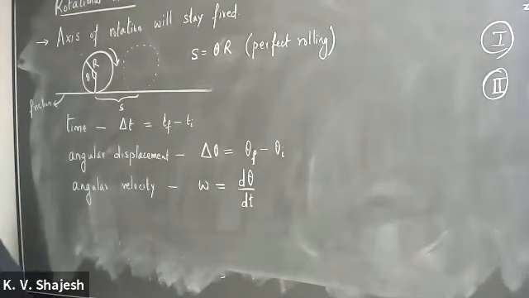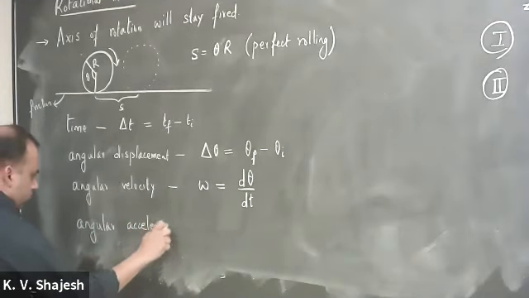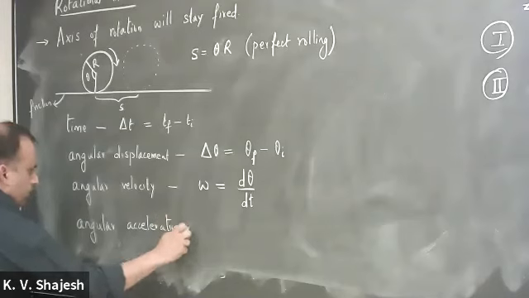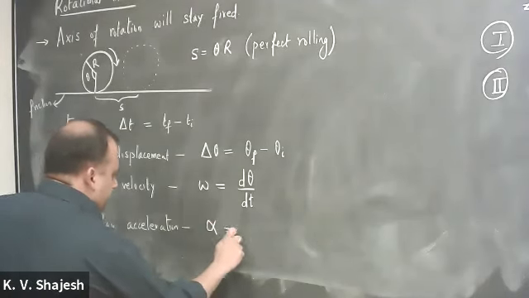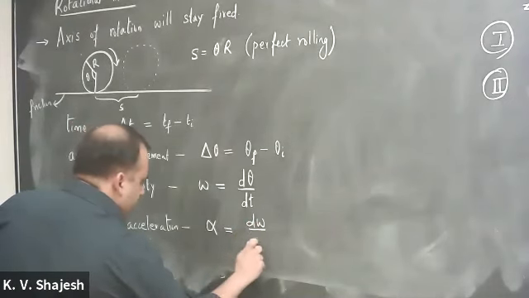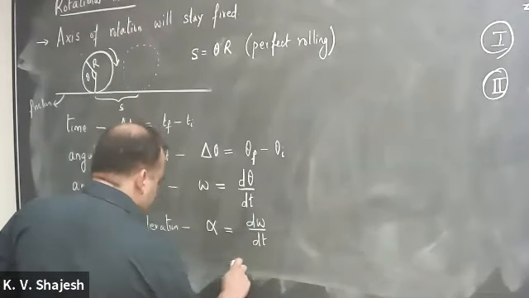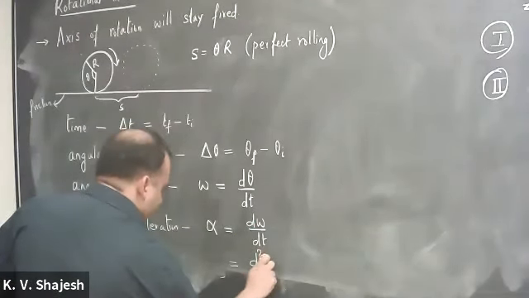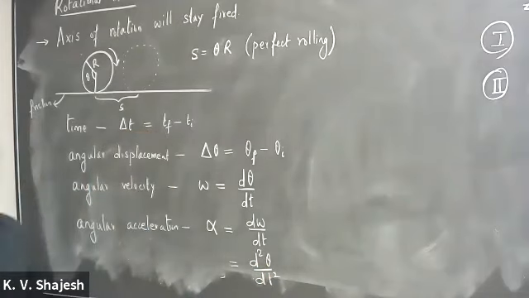Once we have angular velocity, we can define angular acceleration. And we'll use the letter alpha for that. This will be the rate of change of omega with respect to time, which is also equal to the second derivative of angle theta with respect to t.